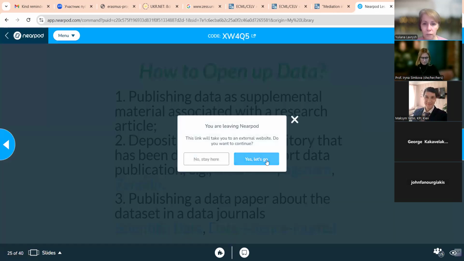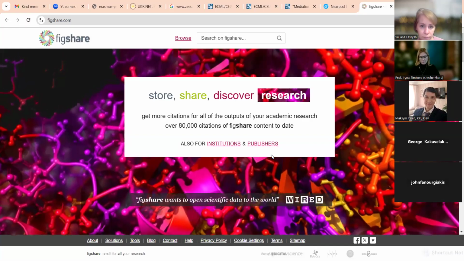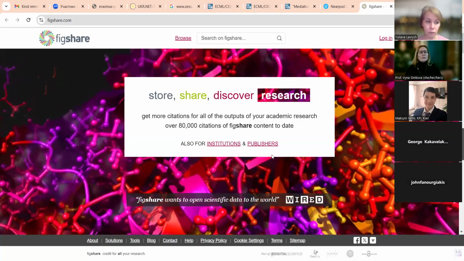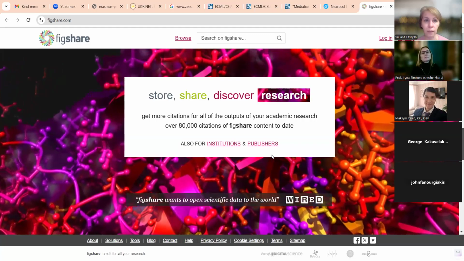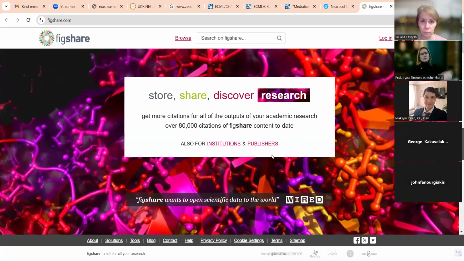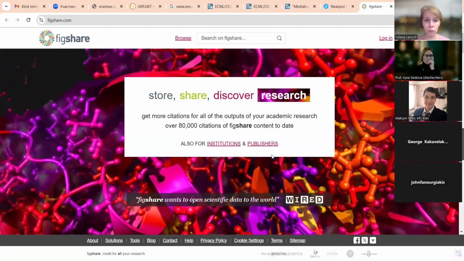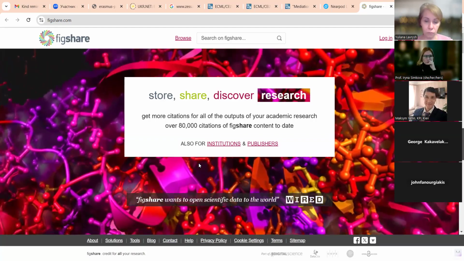Or this repository, Figshare. Editors, or organizations which provide you with money for grants, allow you freedom. Whatever repository you want, you can choose which one. It's just up to you. I demonstrate some of the most known.